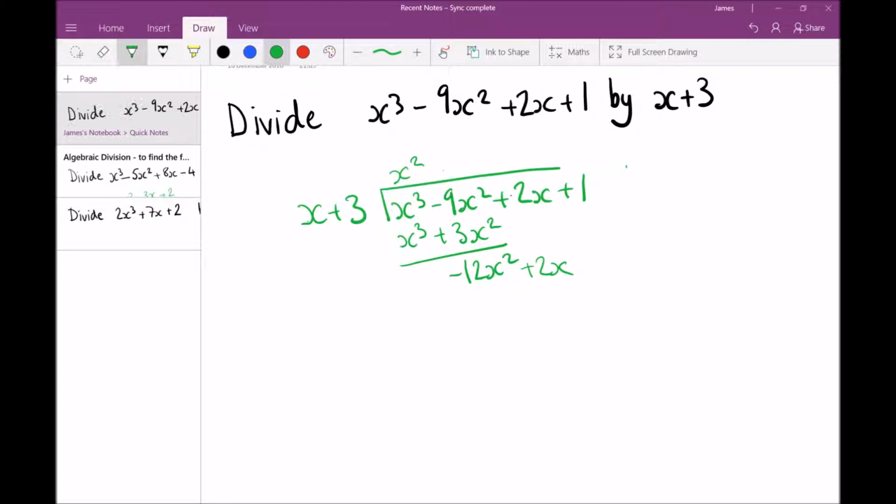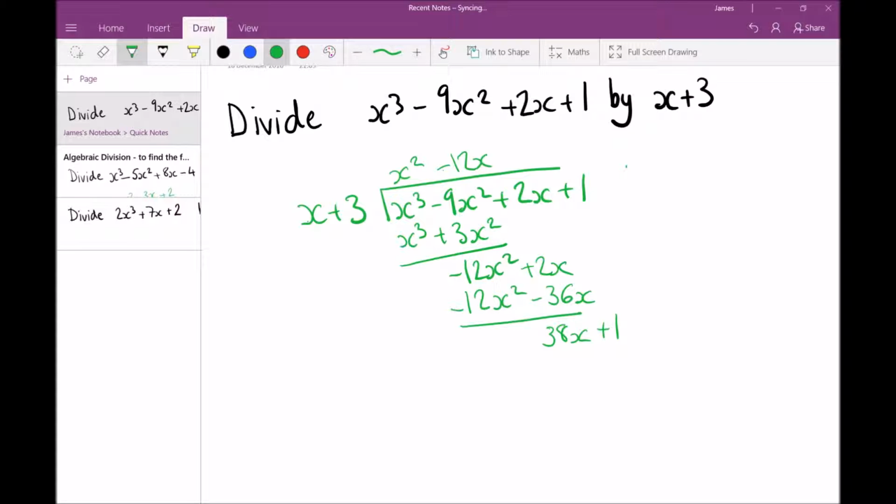So the next thing is, what do we times the x by to get minus 12x squared? Well, that's minus 12x. Okay, so x times minus 12x is minus 12x squared. 3 times minus 12x is minus 36x. And we take them away again. So we get 0 and 38x. Bring the 1 down.